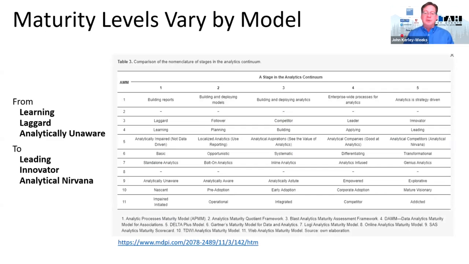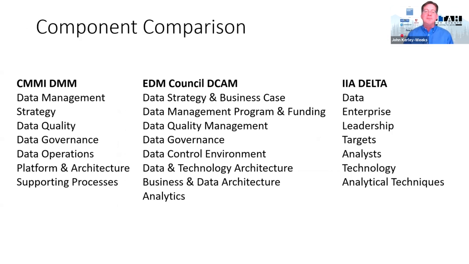There's lots of different maturity levels. Each model seemed to have its own label, such as, is it a leading organization or a laggard organization? Is it a learning or innovator? Is it analytically unaware or analytic nirvana? All of these are different scales that you could be ranked at, but generally they're just 1 to 5. They just have different names.